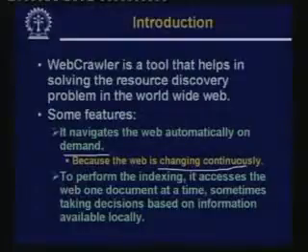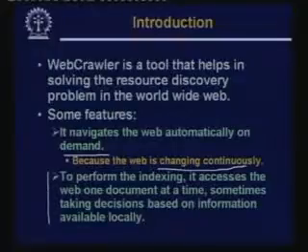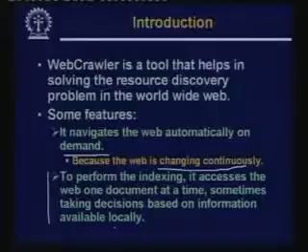To perform the indexing, the web crawler accesses the web documents one at a time, sometimes taking decisions based on information available locally. Using this kind of information, it tries to create the web index. So, the principle is essentially the same. It has to go from one document to the next. At any given time, it will be looking at one particular document.